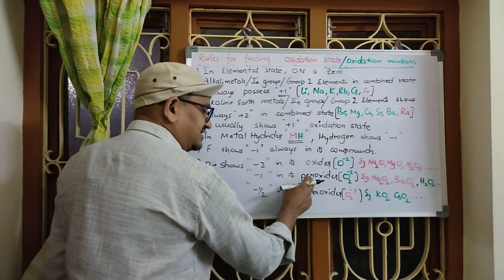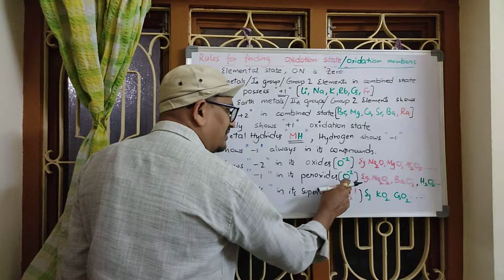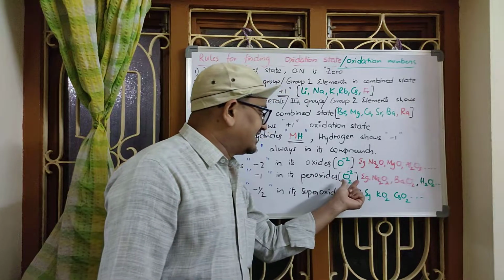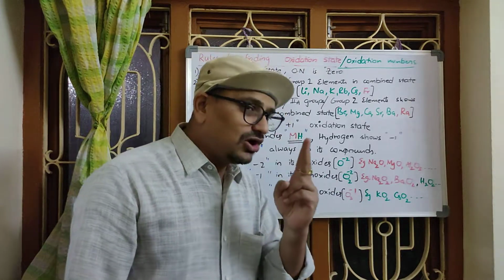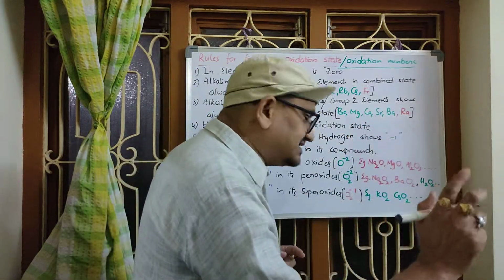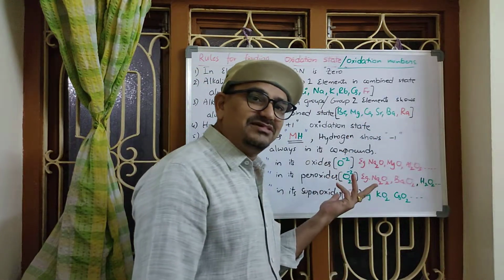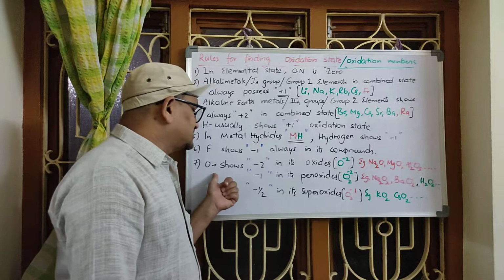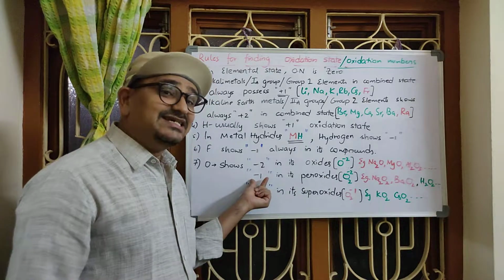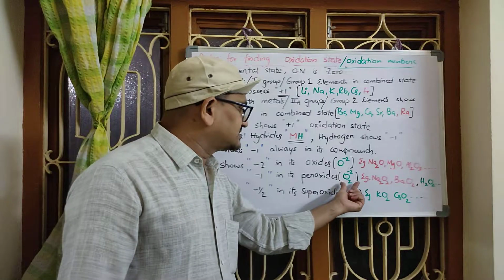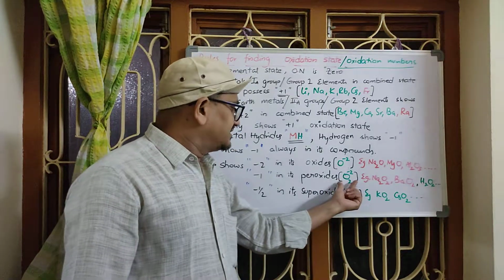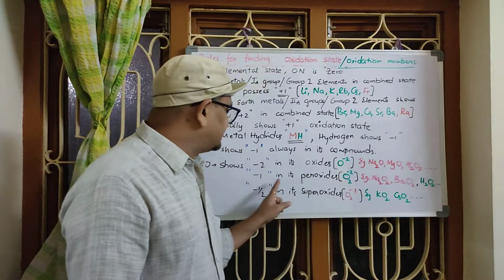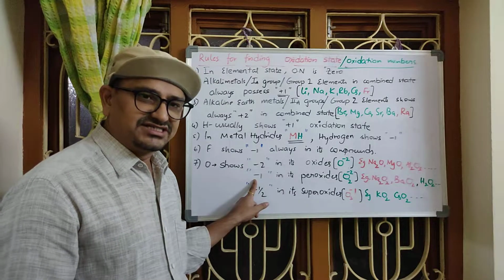When it comes to the peroxide, the peroxide ion is O2 power -2. Means 2 oxygen atoms are carrying 2 negative charges. Then for each oxygen, what's the charge? It's going to get -1. In peroxides, each oxygen shows -1. This is the ionic form of peroxide, O2 power -2, where each oxygen is bearing -1 value for oxidation state.